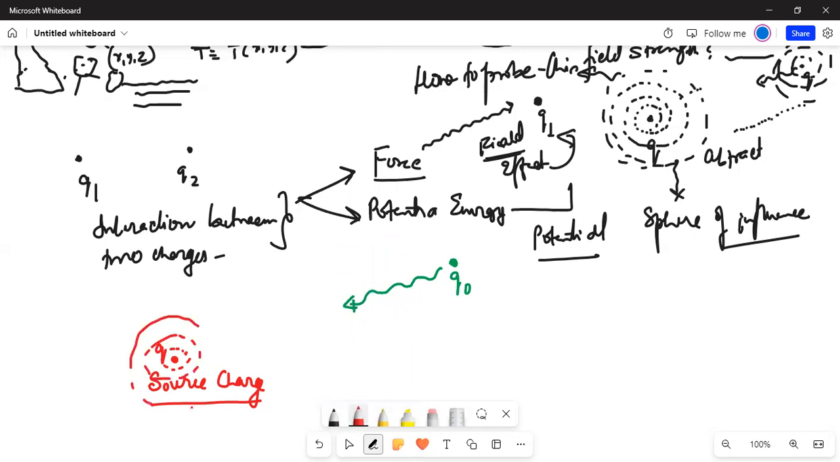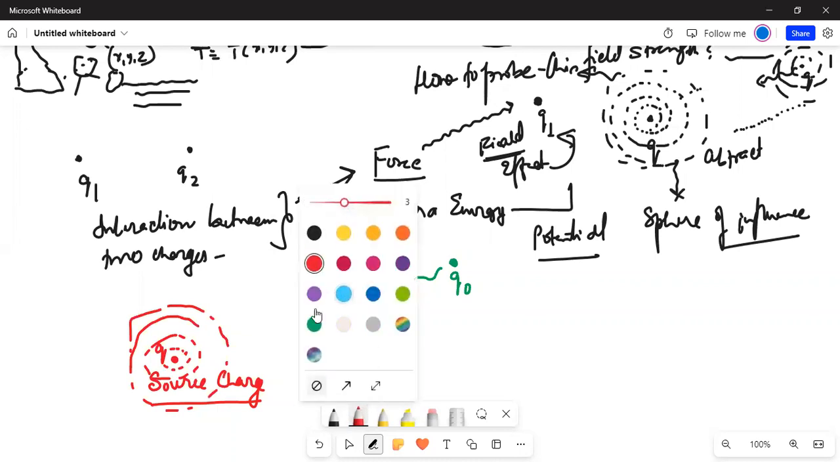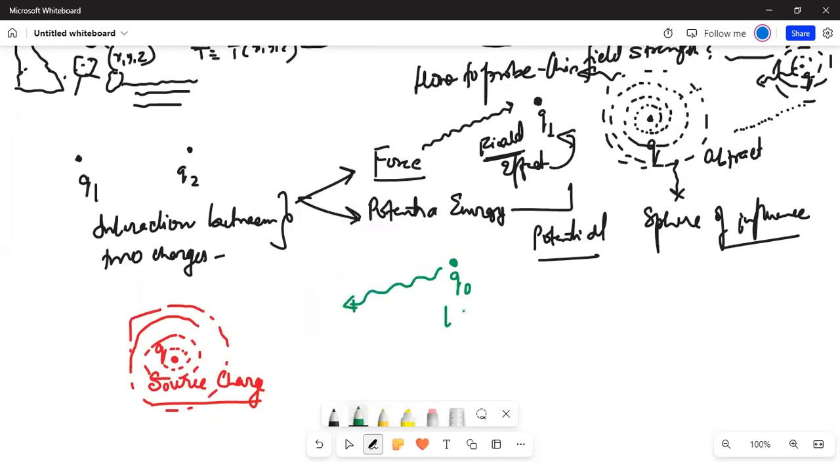The prescription is bring this particular test charge as small as possible. Bring this test charge as small as possible and try to find the force this charge Q exerts. So what is the force that charge Q exerts on this Q naught? This will be K Q naught upon R square.